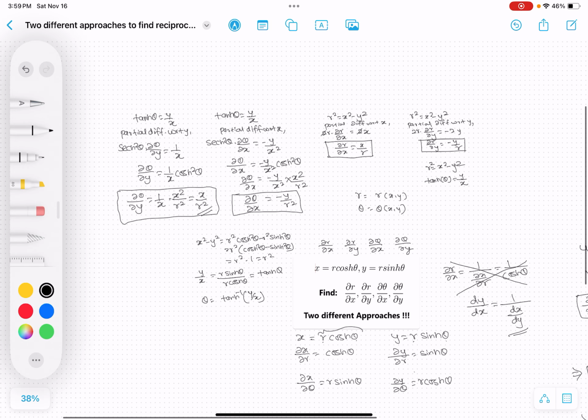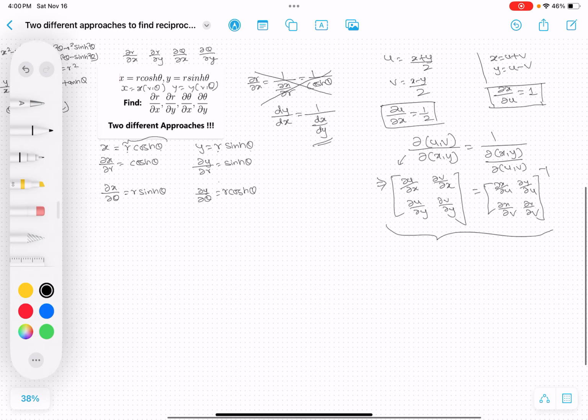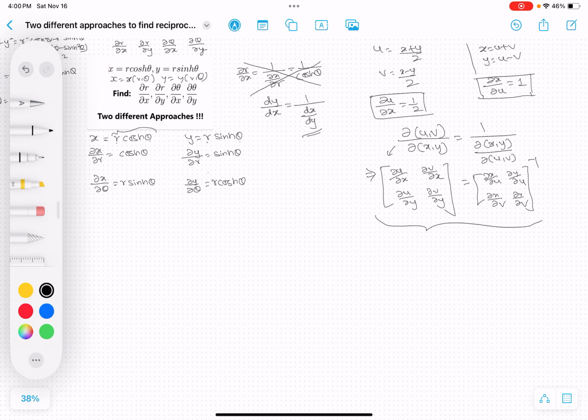So we found all these four things just from the different equations, right? First of all, we had x in terms of r and theta and y in terms of r and theta, and now we changed it into this form, r as a function of x and y and theta as a function of x and y, and then we found all of these four partials, right? So this is definitely one of the ways that you can approach this problem. But now let me show you a different way using this approach, right?